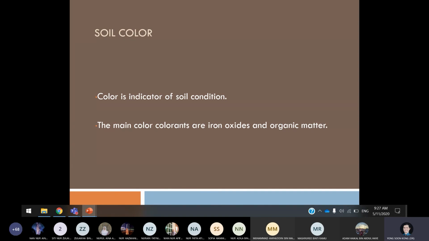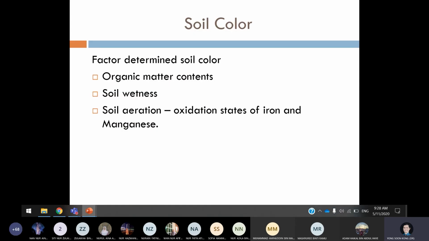Although here in this slide you can see iron oxide, iron is not the only metal in the soil. It could be others, but it's quite safe to say that you're going to see more iron than other elements here. And of course, organic matter, which is dark, as I said earlier. So soil color is affected by organic matter, the wetness or the moisture content, and also the aeration. Because in this case, aeration also dictates how an iron looks like. Okay, iron and manganese, based on different oxidation states, look different.